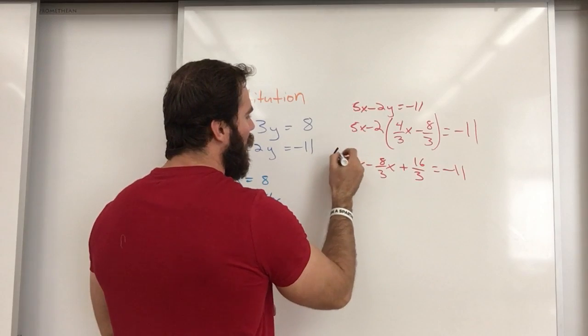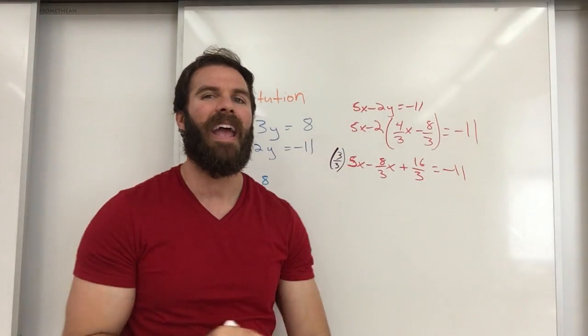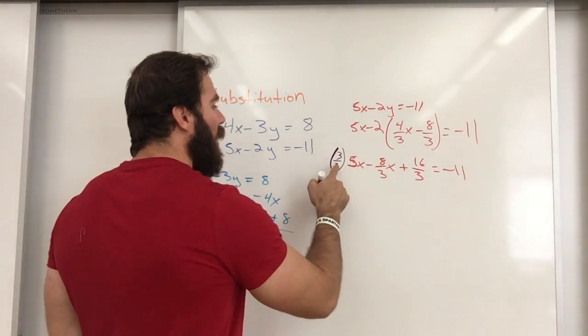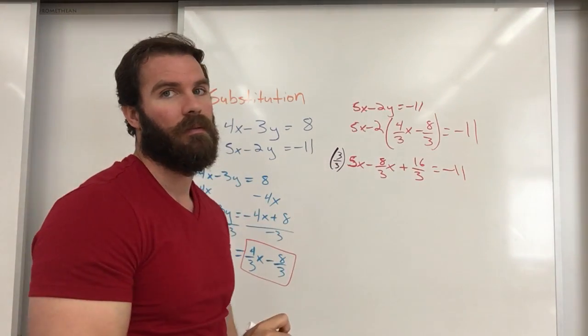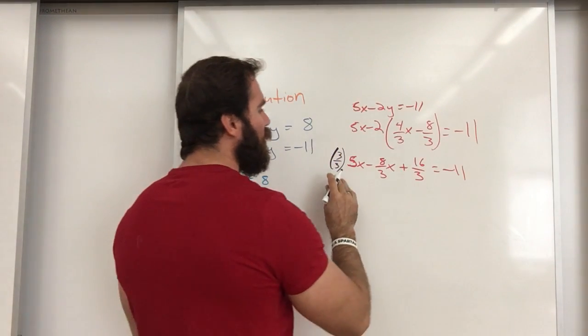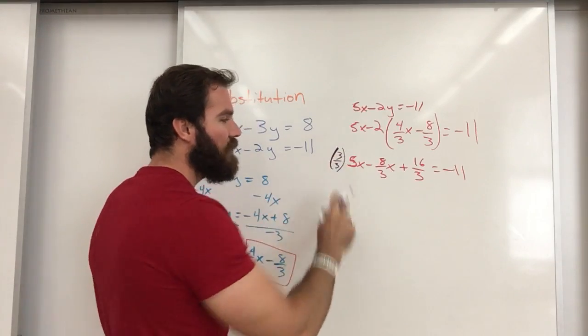In order to do that, I'm going to multiply this 5 by 3 over 3. You can multiply anything by 1, okay, at any time you want. 3 over 3 is 1. This is a trick in algebra that you must know how to do. You can multiply anything by 1, and a number over itself is 1.